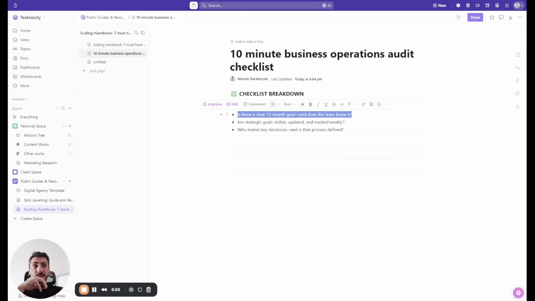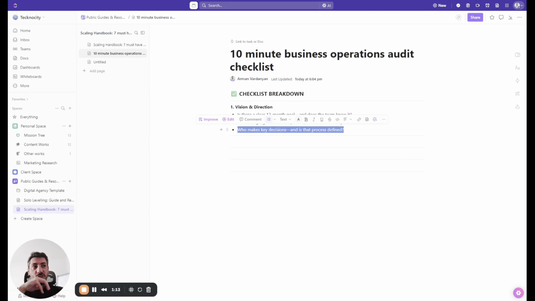Is there a clear 12-month goal and does the team know about it? This will help you see if the team is aligned on the long term. Are strategic goals visible, updated, and tracked weekly? This makes sure that the team has transparency and the CEO is not changing the goals every day or every week.